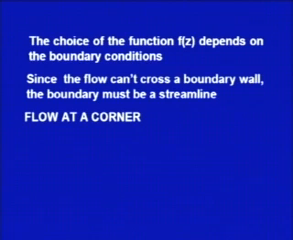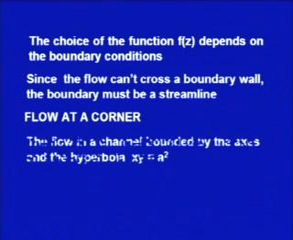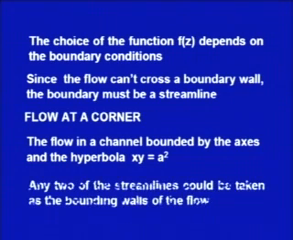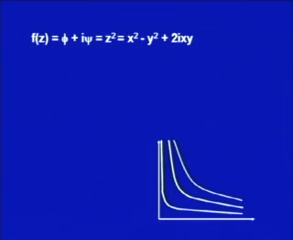So, if we consider flow at a corner, then the flow in a channel bounded by the axis and the hyperbola xy is equal to a square. Any two of the streamlines could be taken as the boundary walls of the flow, and then f(z) is equal to phi plus i psi is equal to x square minus y square plus 2i xy, and this function is nothing but z square.